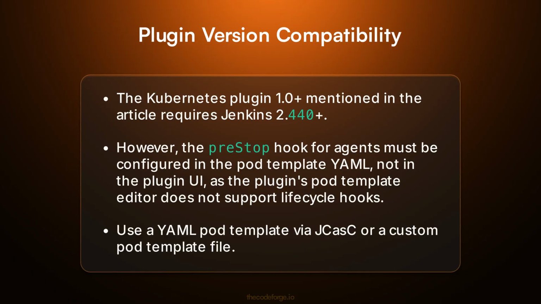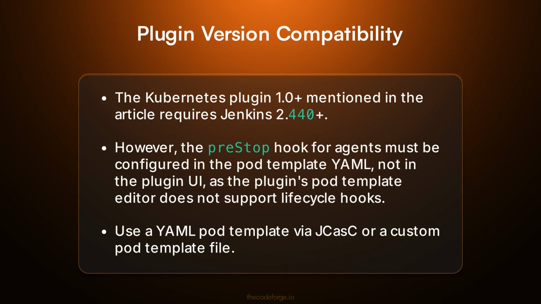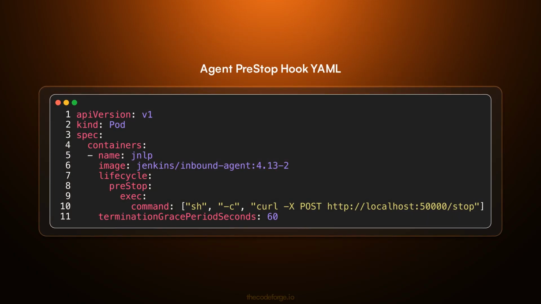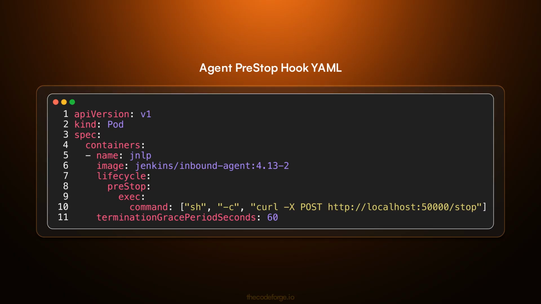The Kubernetes plugin 1+ mentioned in the article requires Jenkins 2.44+. However, the preStop hook for agents must be configured in the pod template YAML, not in the plugin UI, as the plugin's pod template editor does not support lifecycle hooks. Use a YAML pod template via JCasC or a custom pod template file. The article mentions preStop hooks for agents, but does not show the YAML snippet.